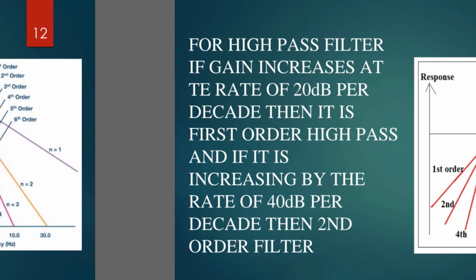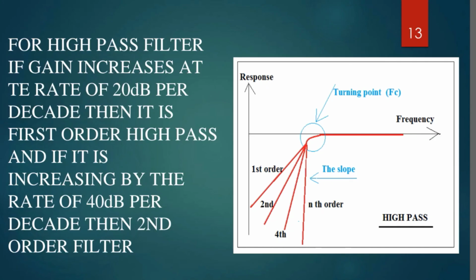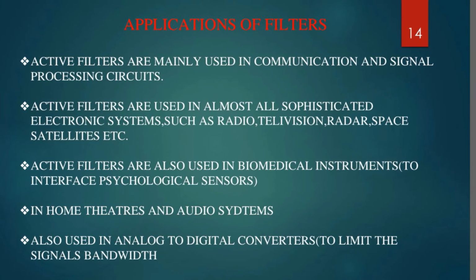For a high pass filter, if gain increases at the rate of 20 decibels per decade, then it is a first order high pass filter, and if it is increasing at the rate of 40 decibels per decade, then it is a second order filter. As you see in the figure, at some stage the frequency response becomes first order, second order, third order, and up to nth order, given as the slope, and the point where it begins to be first order and second order is given by the turning point. Then go to another slide.